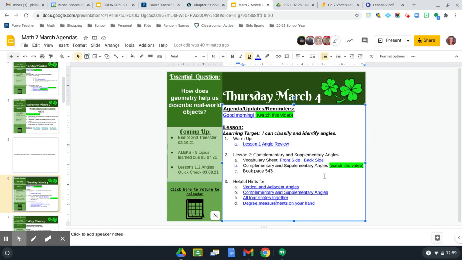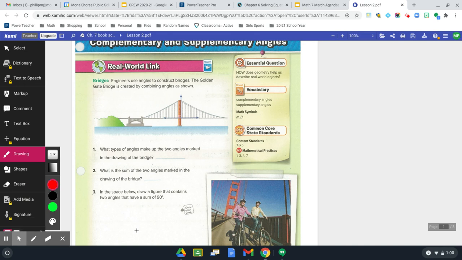So we're going to head into the book. I need you on page 543. So make sure you're on that page, and I'll meet you back here if you have to pause the video. All right, so let's take a look on page 543. This is the beginning of lesson 2 on the first page.